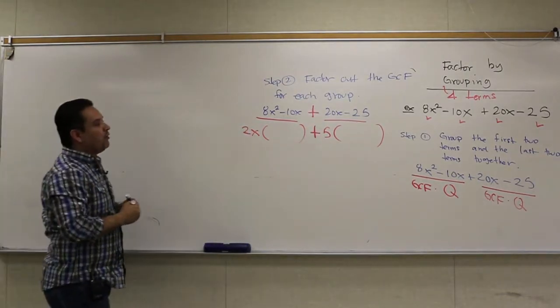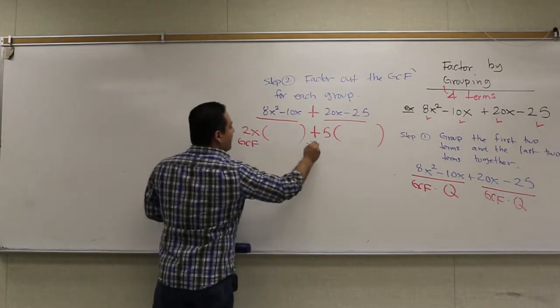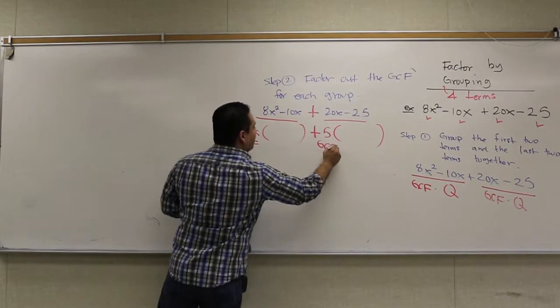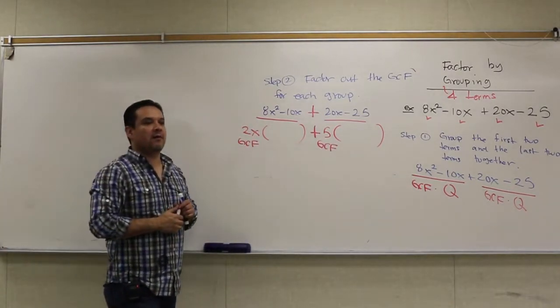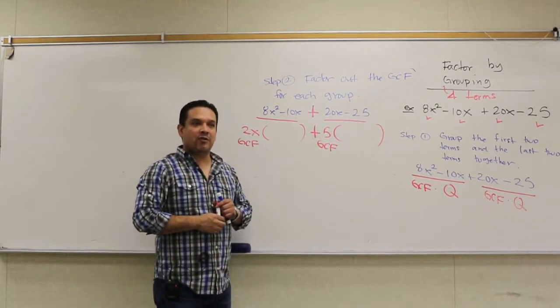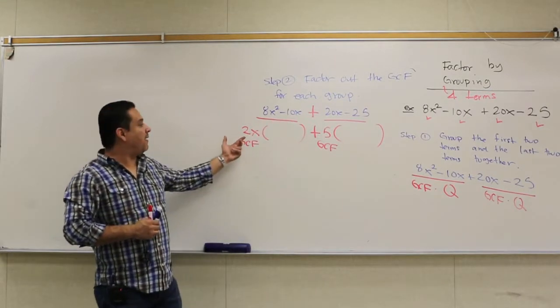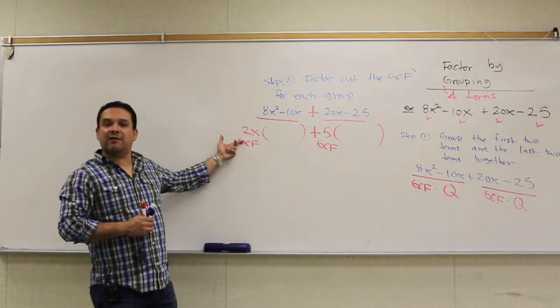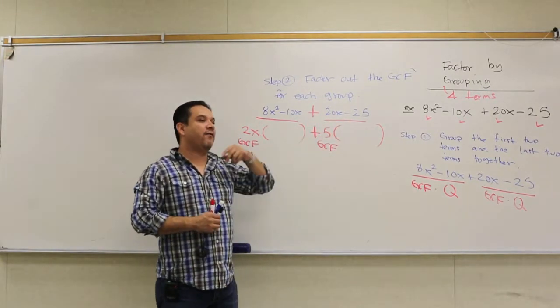But what I'm saying to you is, this is your greatest common factor for the first two. 5 is the greatest common factor for your next two. What do you guys have next? Quotient. Find the what? The quotient for each. So I'm going to take this 8x squared minus 10x. I'm going to divide by what? 2x. Is that true? I'm going to take the 20x minus 25. I'm going to divide by 5.